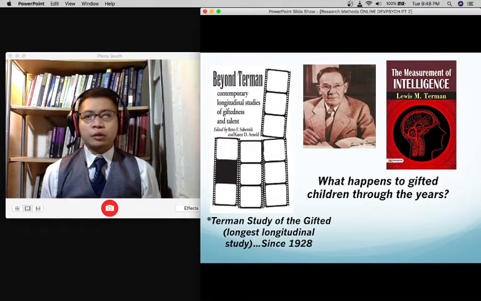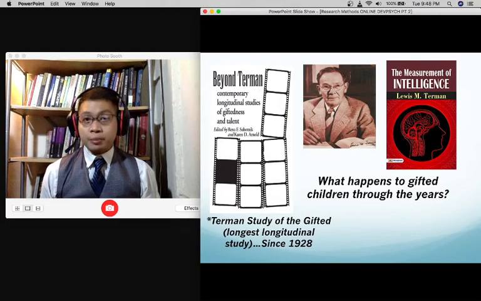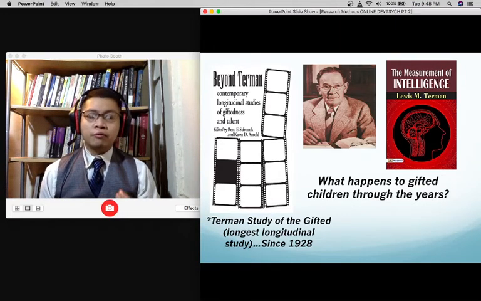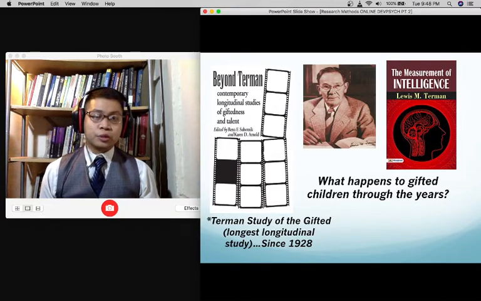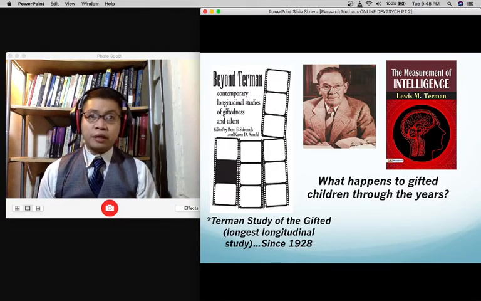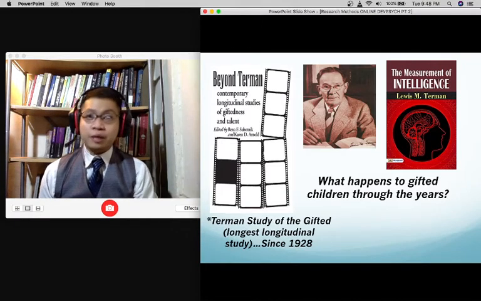Another important longitudinal research in DevPsych was done by Louis Terman. Louis Terman is very popular in the field of psychology because he developed the popular Stanford-Binet intelligence test. So during those times, he developed the Stanford-Binet intelligence test in Stanford University. He was teaching in Stanford University when that became his project.